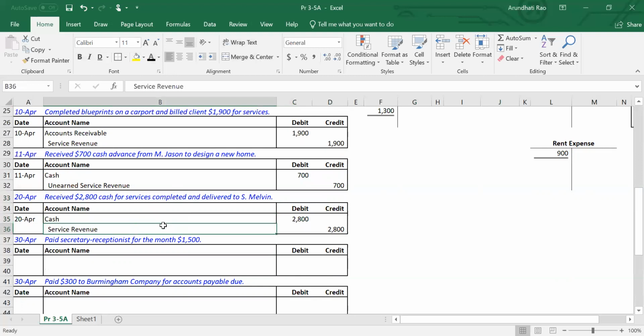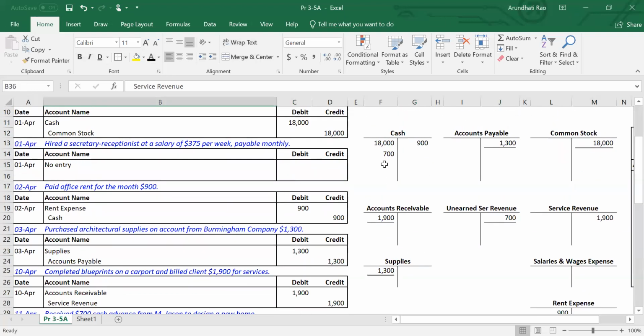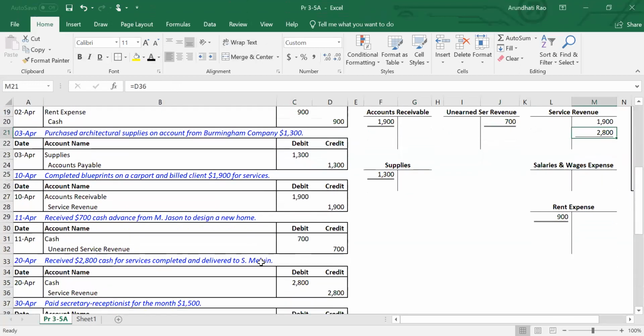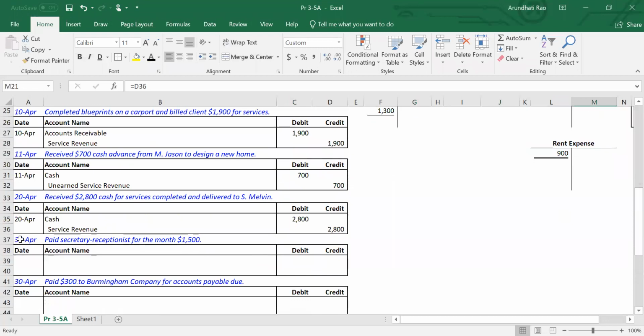This transaction is all complete. I did the work, I got the money. So again, cash debit, service revenue credit, $2,800. Okay. End of the month, April 30th. Now I pay my receptionist $1,500 for the month. So on this day, I do have a journal entry.